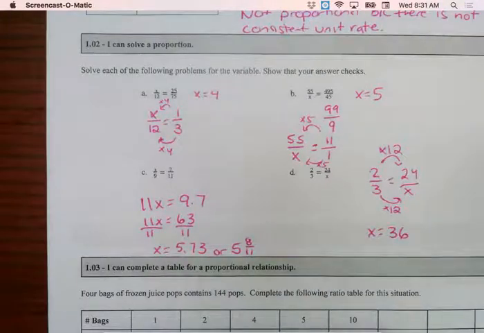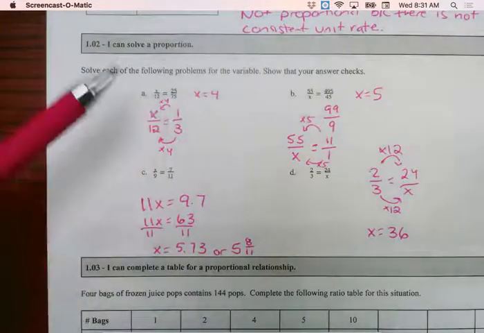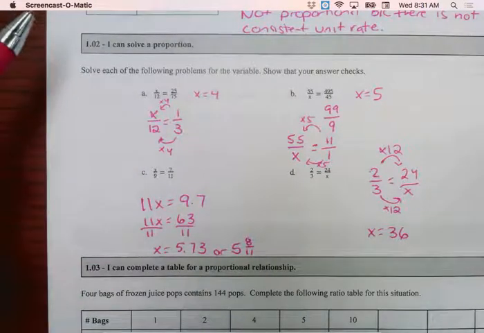Okay. Lots of ways you can solve these. You just have to use what makes sense for the problem.